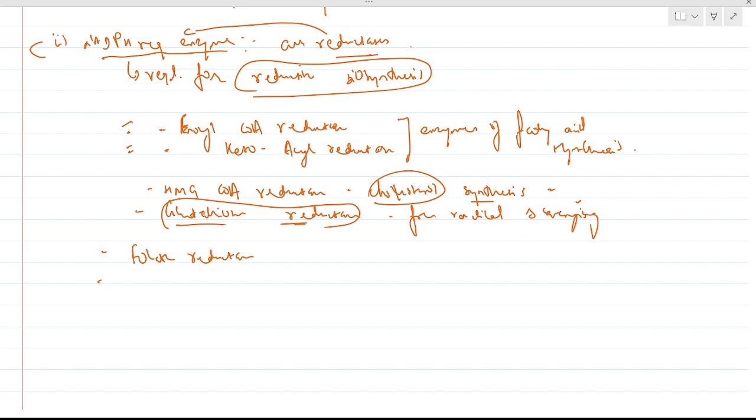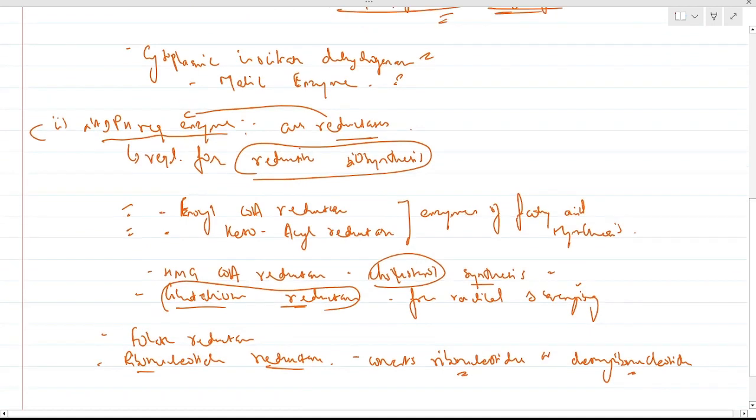The last one is ribonucleotide reductase. This enzyme converts the ribonucleotides to deoxyribonucleotides, that is the RNAs and DNAs. The ribonucleotide reductase is involved in the metabolism of ribonucleotides and deoxyribonucleotides.